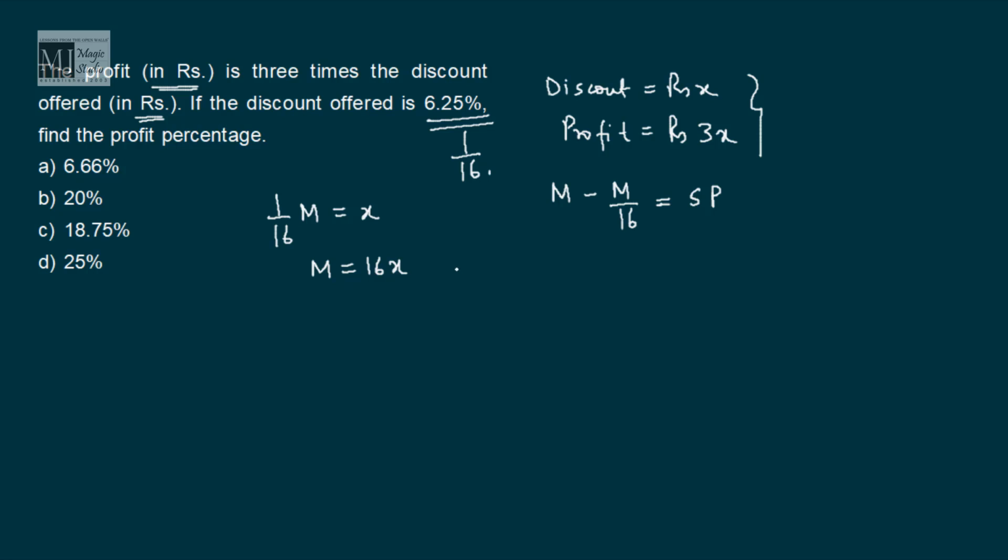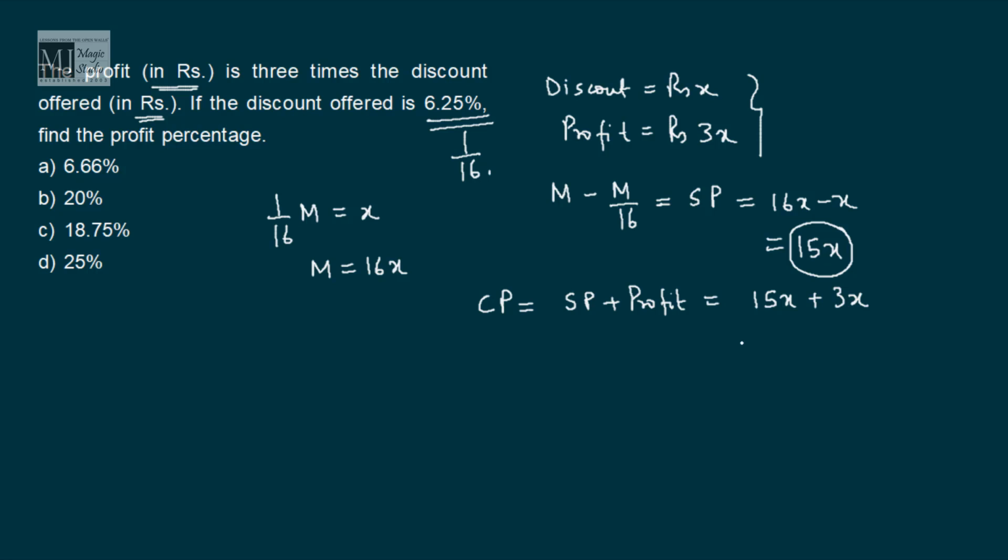So marked price minus discount is the selling price. So selling price should be 16x minus discount, that is 15x. Now what should be the cost price? Cost price is selling price minus profit, that is 15x minus 3x. So cost price is 12x.